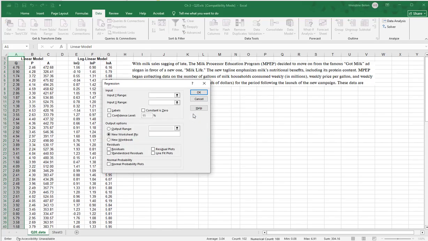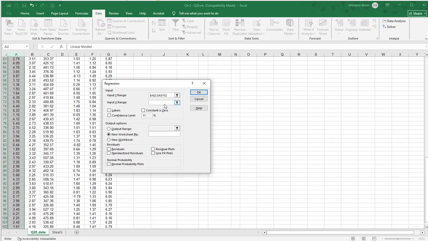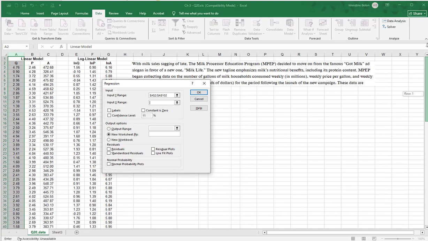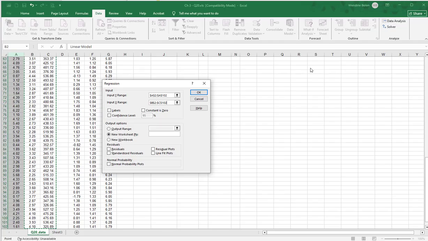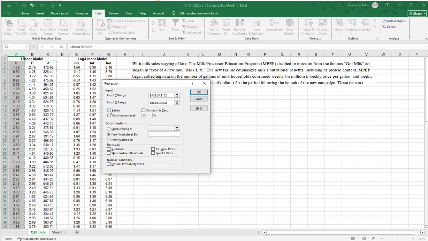When the dialog box pops up, we want to read this carefully. It says the input Y range. That's the variable we're attempting to predict. So in this case, it's our quantity. Always include the labels of your columns because that will give you labels in the output. So I'm going to highlight that column, and then I want to highlight the other two columns as the X variables. These are factors that we believe impact the quantity demanded. So I'm highlighting P and A, Control-Shift down arrow highlights for me just the data. And then I'm going to check this box that says labels because I have labels, Q, P, and A that I highlighted in row 2 there. That's all we have to do. We hit OK. We're going to get regression output.